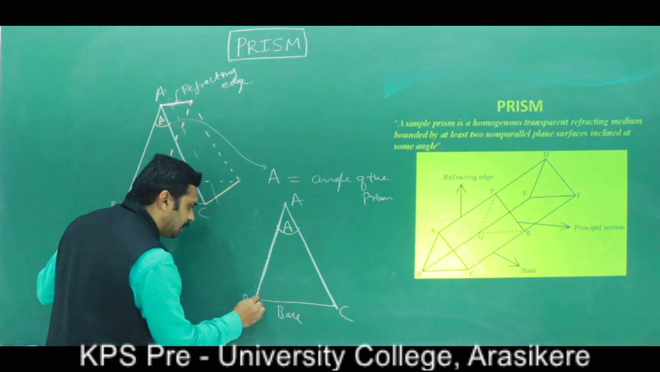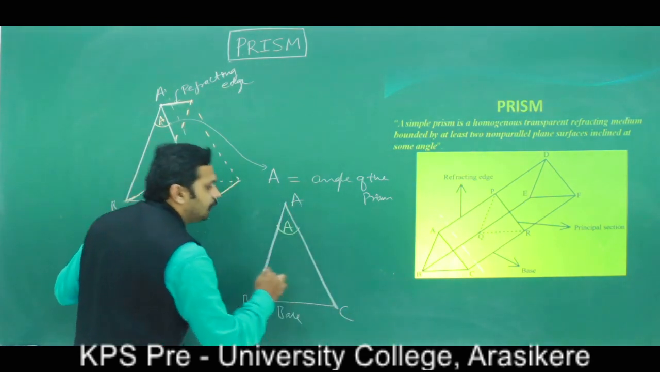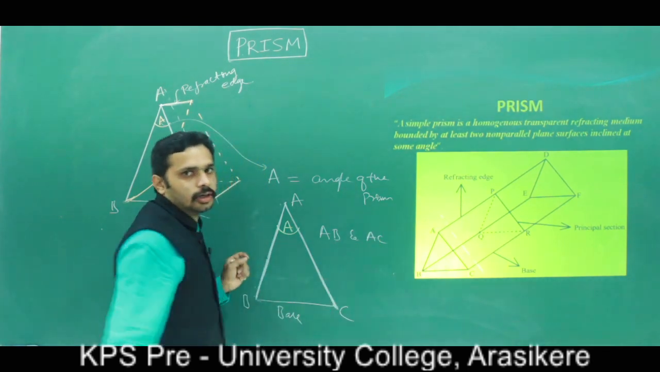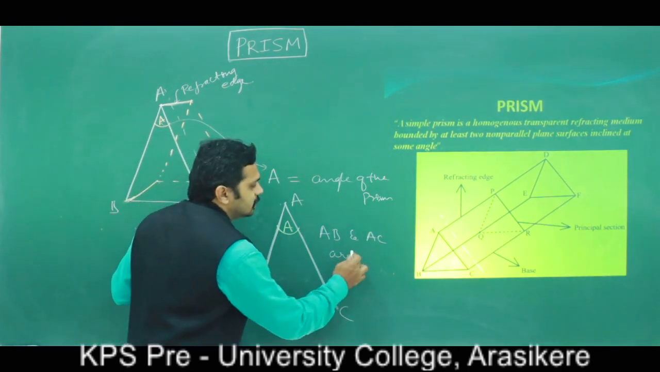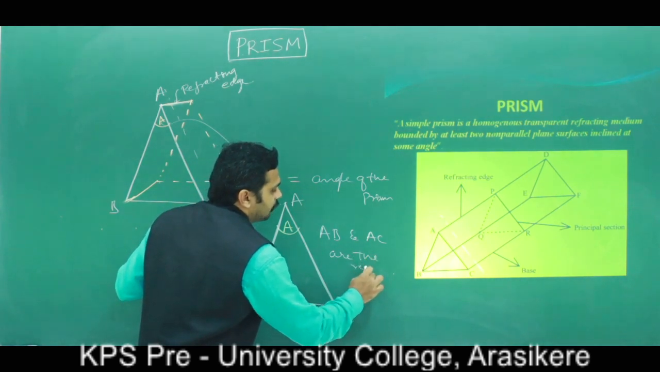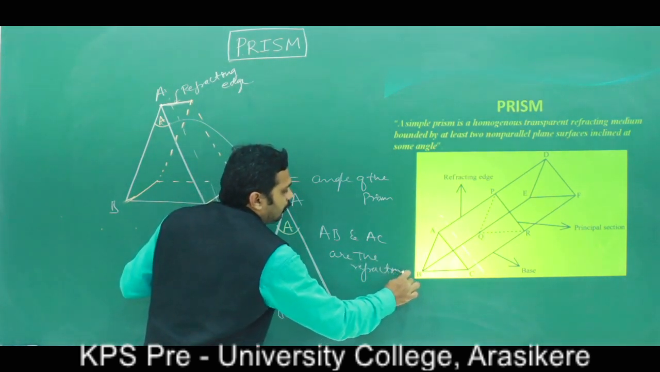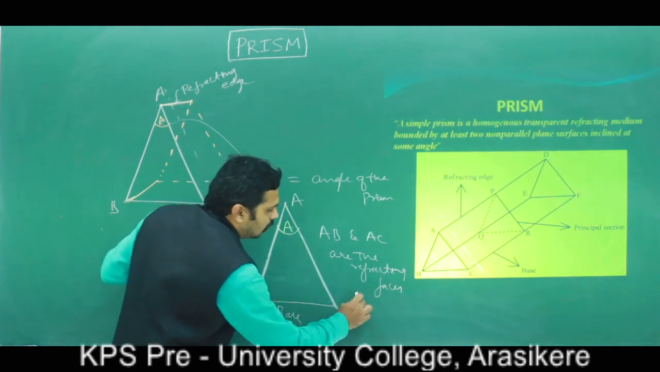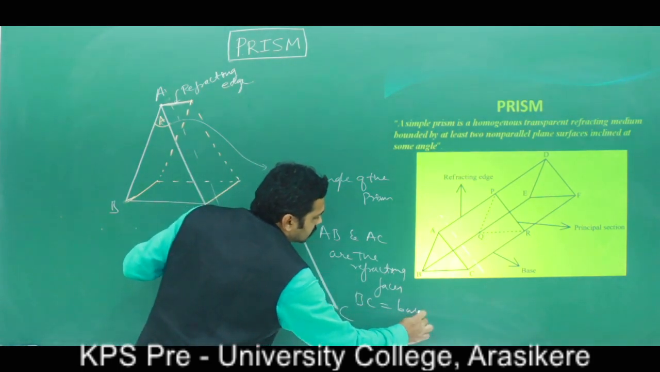AB and AC are the refracting faces or the refracting surfaces. BC is called the base of the prism.